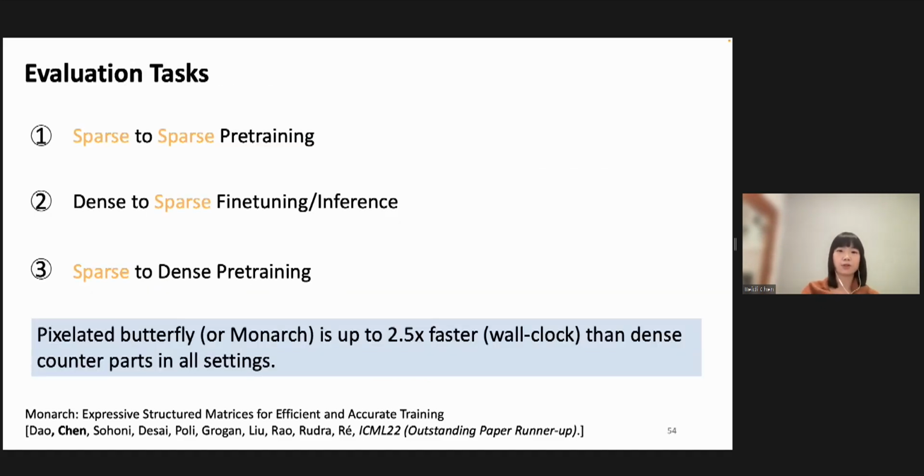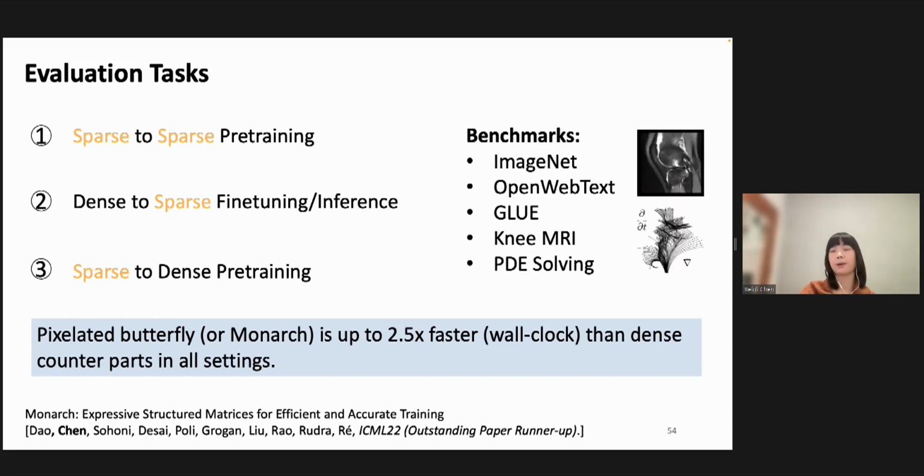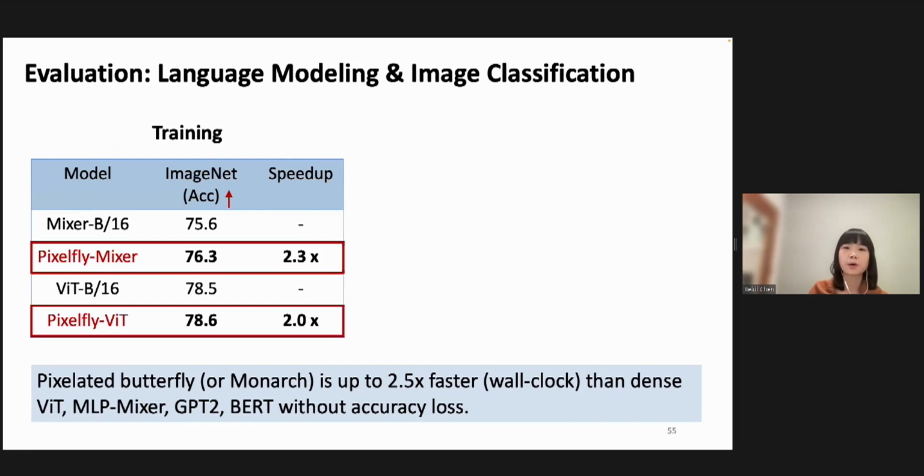Next, I will show a subset of the evaluation results. We evaluate on all the settings and, of course, on a wide range of tasks. Besides the standard computer vision and NLP benchmarks, we also evaluate on MRI reconstruction and PDE solving, since Monarch matrices or butterfly matrices can represent any structured matrices. So it's highly related to the FFT. So here are some numbers.